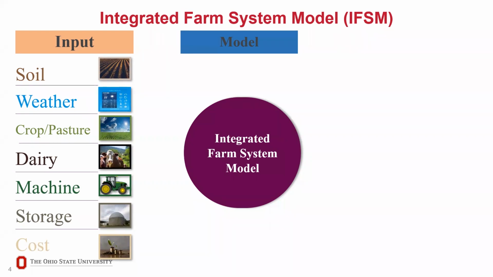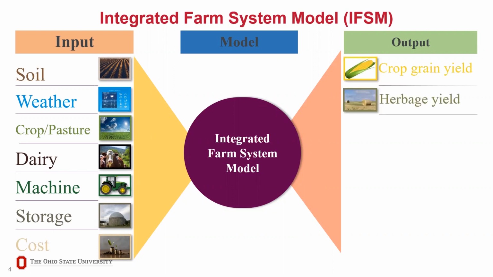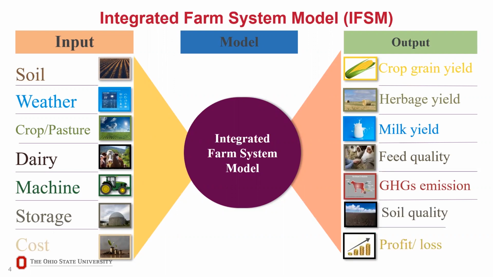When we provide these inputs, the model gives us the output. There could be so many outputs of the model, like grain yield, harvest yield, milk yield, feed qualities, GHG emissions, soil qualities, as well as the profit and loss from our system. So that's how the model works. It takes the input and then provides the output.